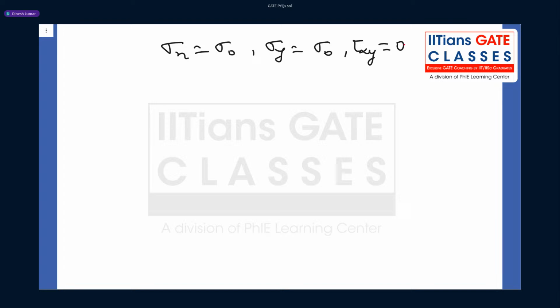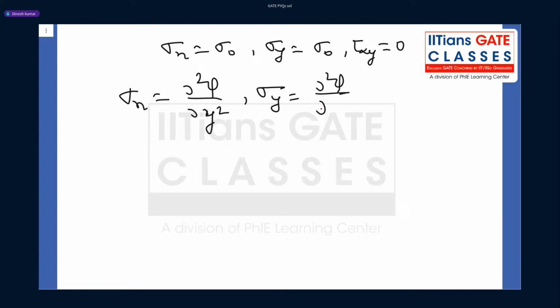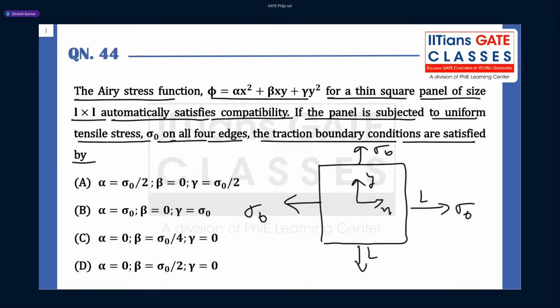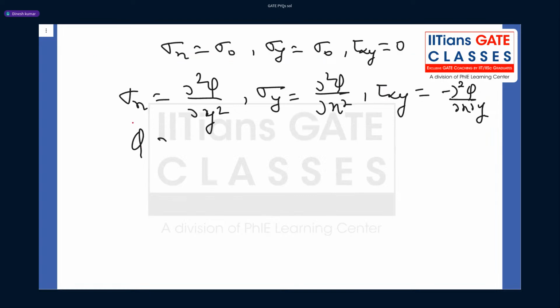So we also know from Airy stress function what? Sigma x is given by what? Dou square phi by dou y square. Sigma y is given by what? Dou square phi by dou x square. And your tau xy is given by what? Minus dou square phi by dou x dou y. Now guys, phi is already given. What is the value of phi? It is alpha x square plus beta xy plus gamma y square.